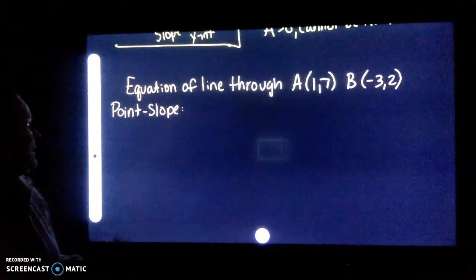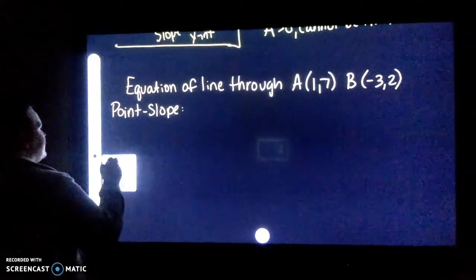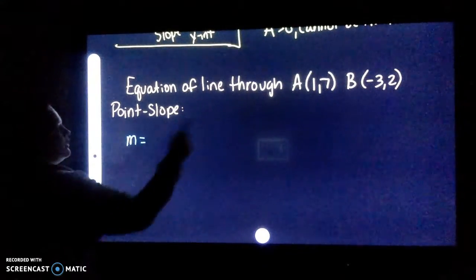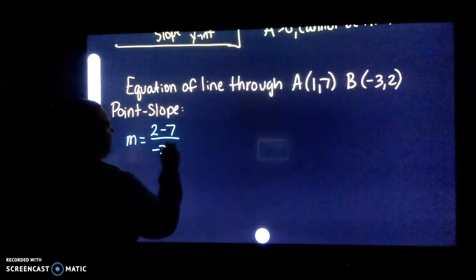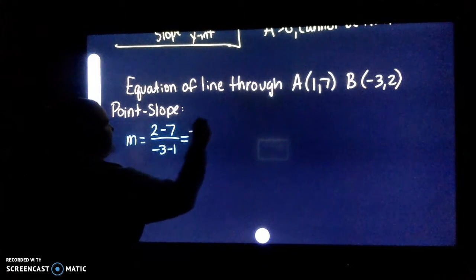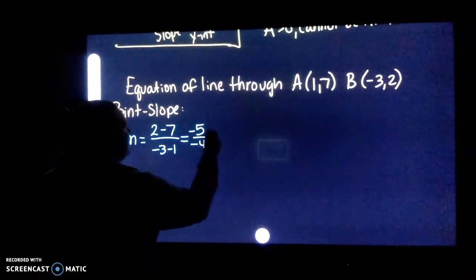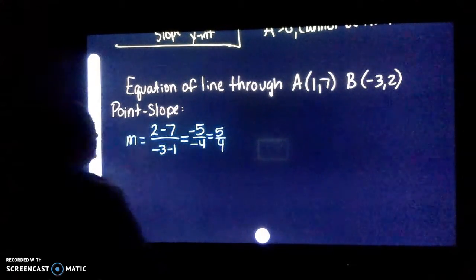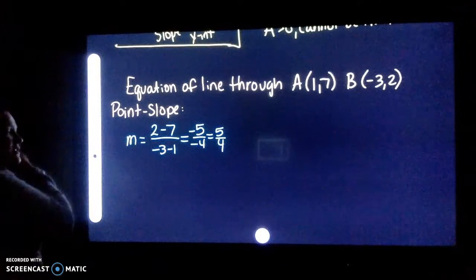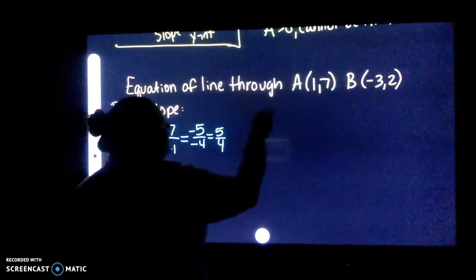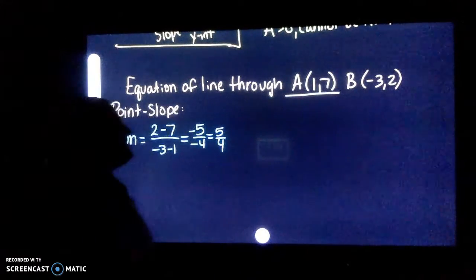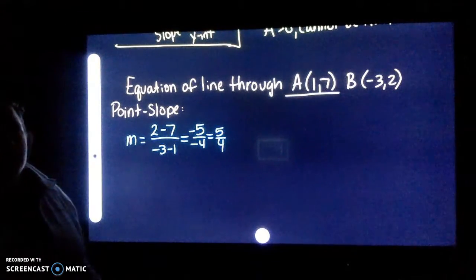I don't have that, so I need to calculate it using our nice, awesome slope equation, which is y2 minus y1 over x2 minus x1. This gives me a -5 over a -4, which reduces to 5 over 4. So to write this in slope-intercept form, I'm going to use the point (1, 7) just because it's convenient. You can use either of the points.